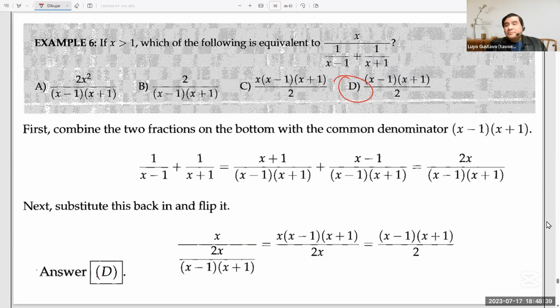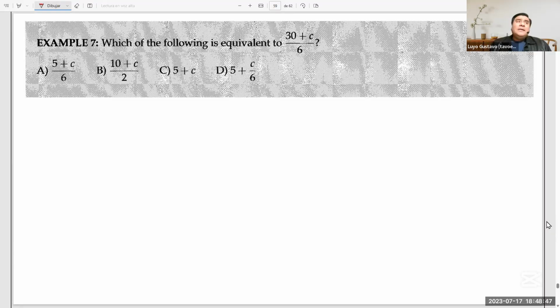So that's it. Let's see one more or a couple more examples. Okay, in example 7, they ask me which of the following is equivalent to 30 plus C over 6. Now here, what strategy can we use? The strategy could be dividing the sum of this expression as a sum of two fractions. If you think that you have the sum of two fractions that have a different numerator but the same denominator 6, what would be the result of splitting this expression?